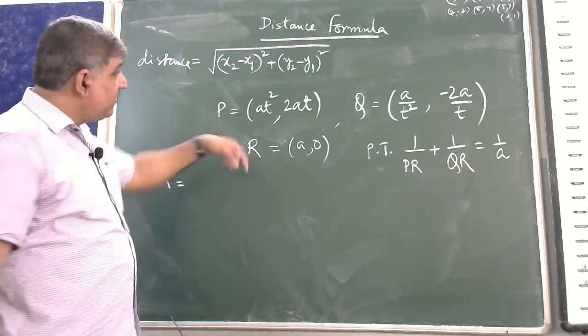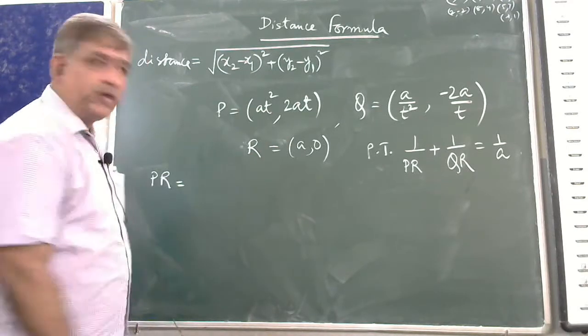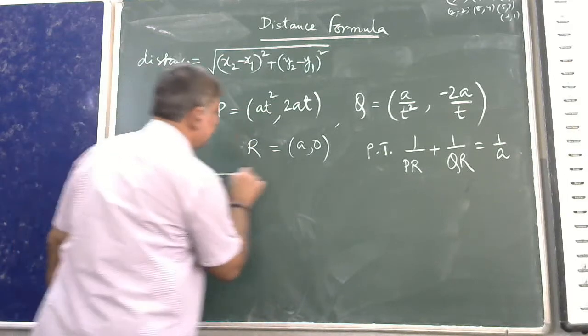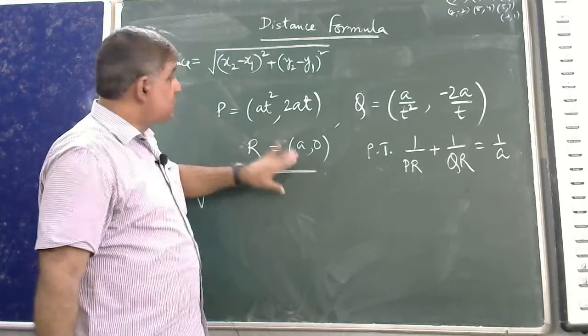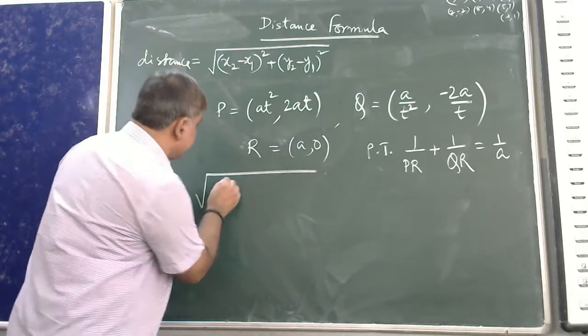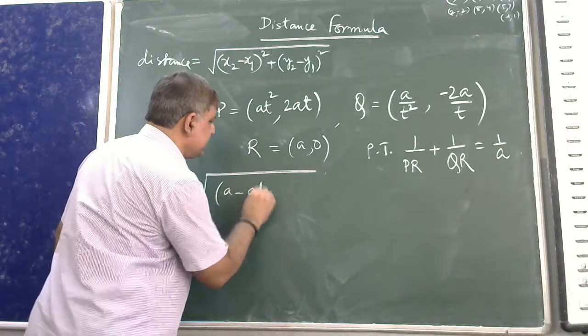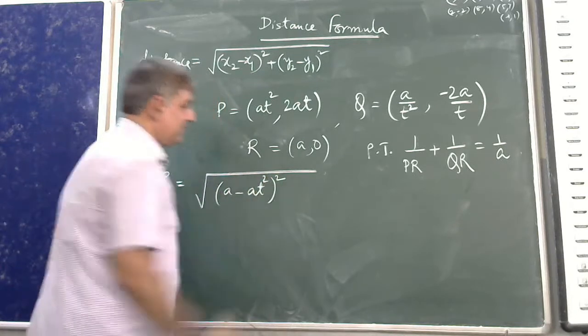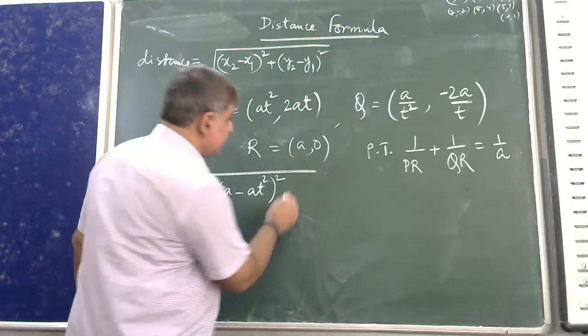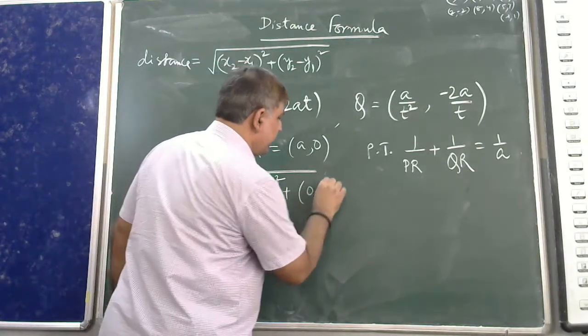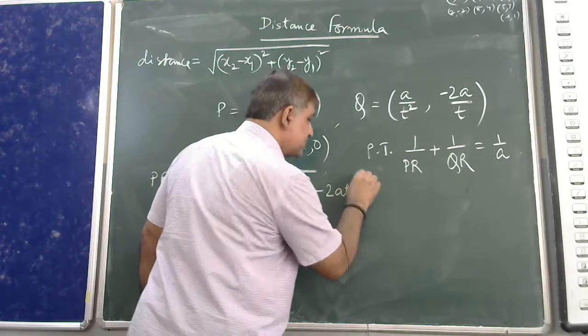PR is equal to what? This minus this, whole square. No problem. Root over. For PR, say this one is x2, this one is x1. So x2 minus x1 whole square, you can write a minus ap square, whole square. Now 0 minus 2ap, that is whole square.